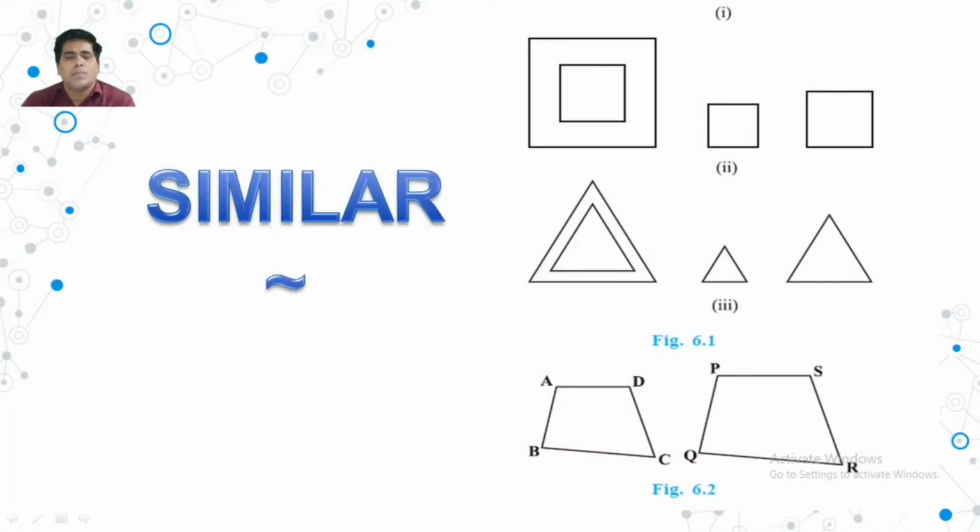Next, a beautiful example for similarity. I have shown two squares. Both are squares but different in size. This has a side of 2 centimeters, that has a side of 5 centimeters. I have shown two equilateral triangles, different in sides. One equilateral triangle with 2 centimeters, another equilateral triangle with 3.5 centimeters. So sizes are different here. Two quadrilaterals are also different in size. So this is one of the examples for similarity.